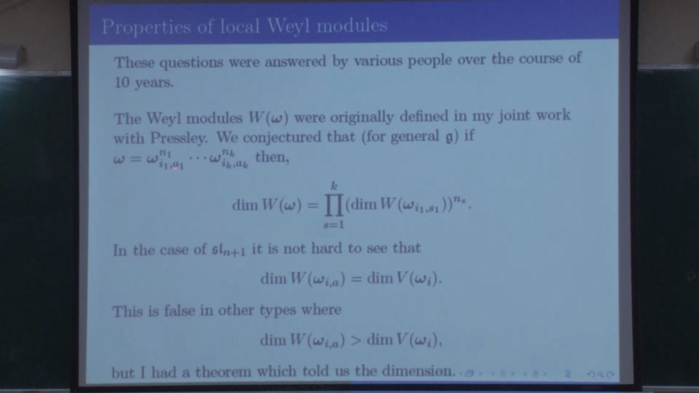So I'm taking this omega, this I1, A1, up to IK, AK, right? I don't know why I wrote S1 there. I should have written A1.